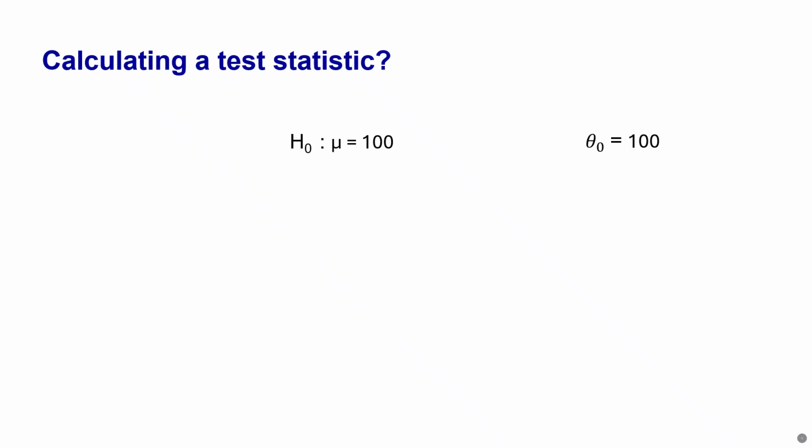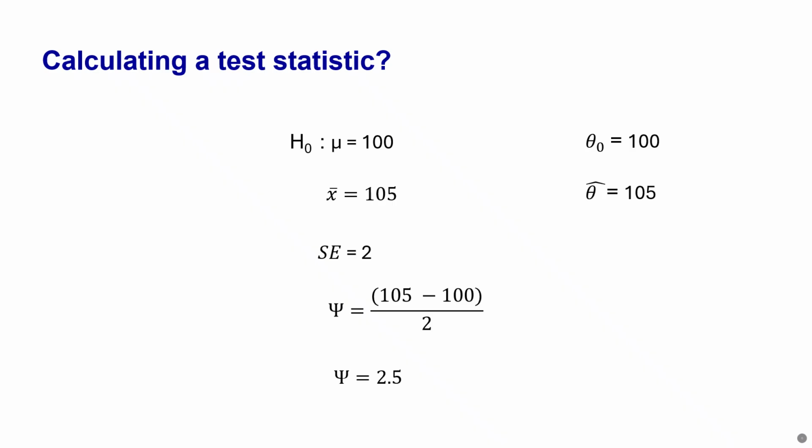From our sample data, we calculate a sample mean of 105. This sample estimate is represented by theta hat. Therefore, theta hat equals 105. Next, suppose the standard error is 2. Substituting these values into the formula, we take 105 minus 100 and divide the difference by 2. This simplifies to 5 divided by 2, which equals 2.5. Therefore, the value of the test statistic is 2.5.